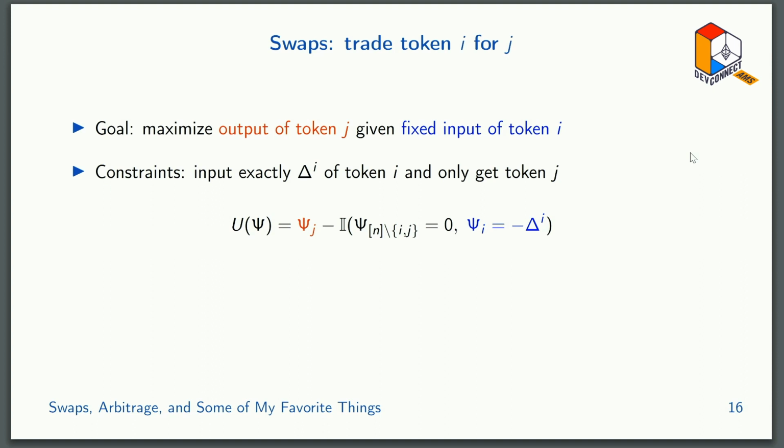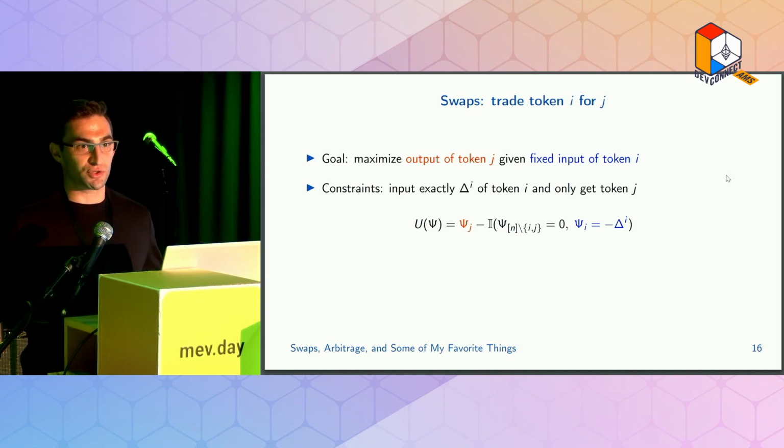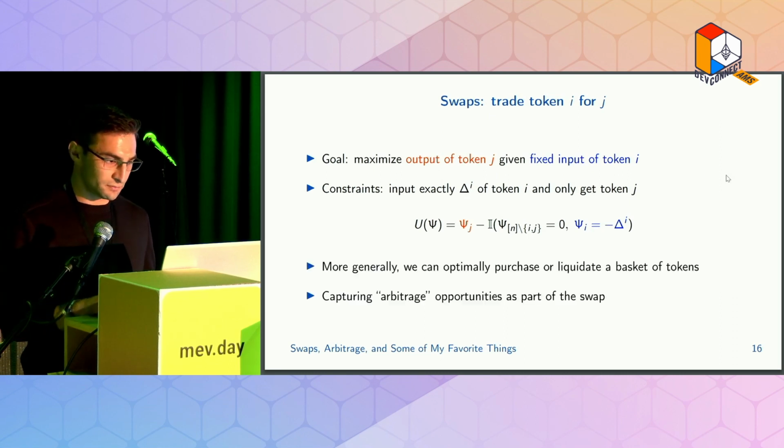Again, we're going to maximize the amount we get out, subject to putting a certain amount in, and then just that the net trade for everything else should be 0. So if we route from, let's say, DAI to ETH to USDC, and we just want the route from DAI to USDC, we don't want the net amount of ETH to be positive or negative. We want it to be 0.